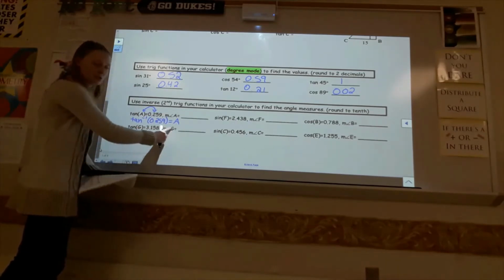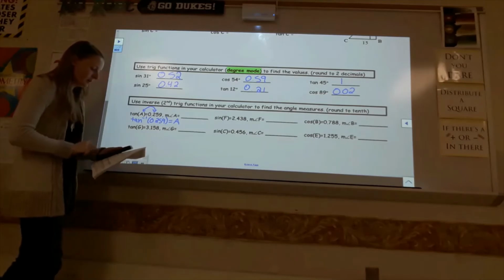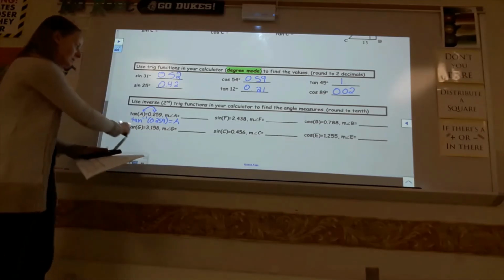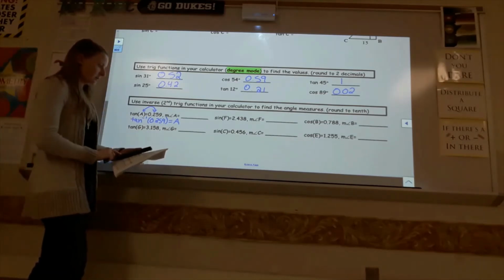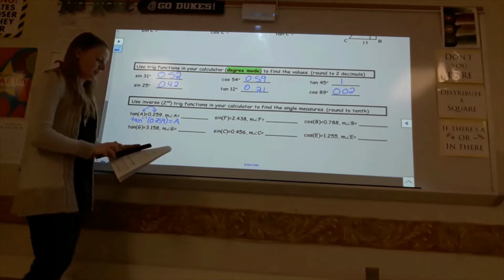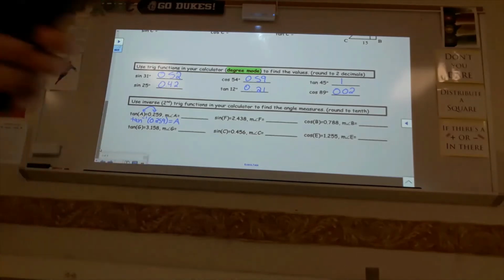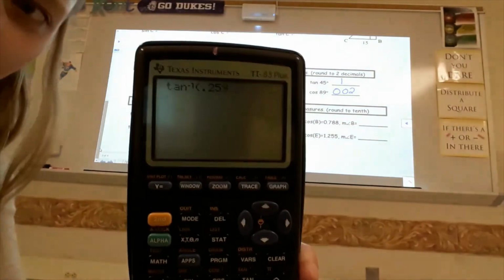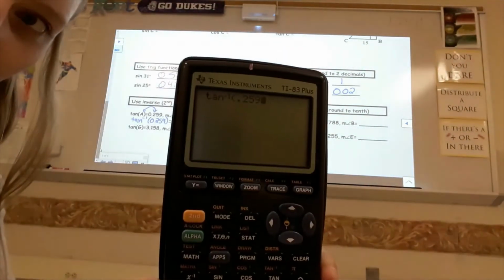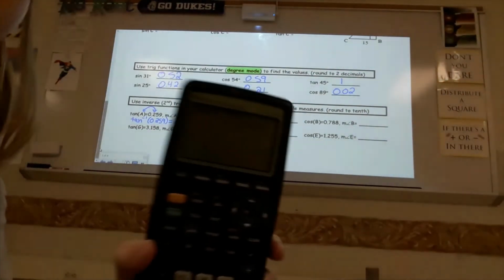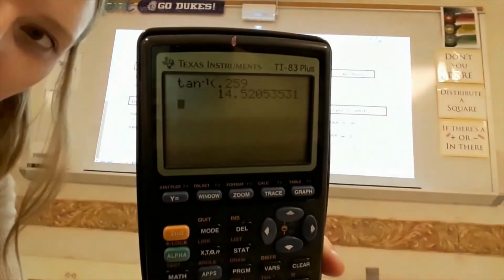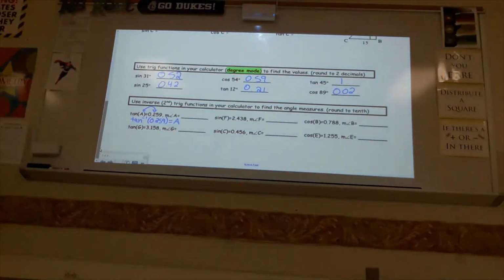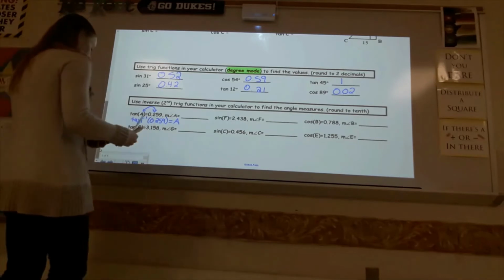If you type this into your calculator, push second, and then tangent, and it gets you the little -1, then you type 0.259. So it should look like this in your calculator. Hope you can see that. And then you push enter, and you should get that number. All right, approximately 14.52.